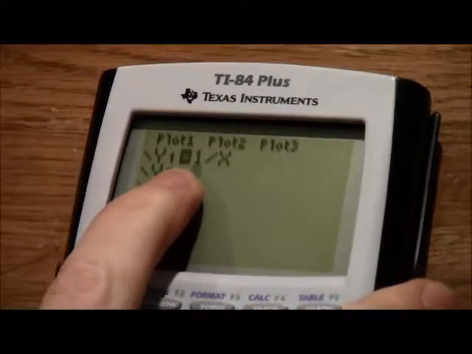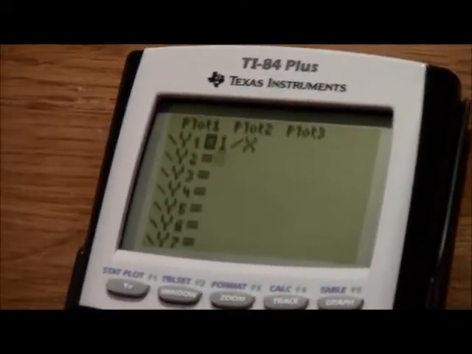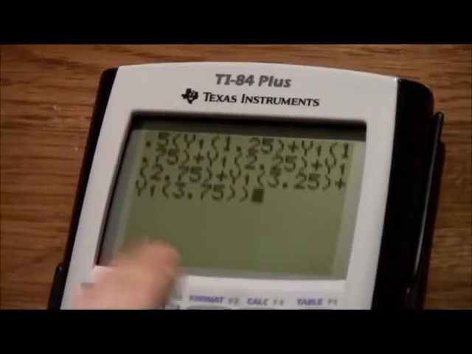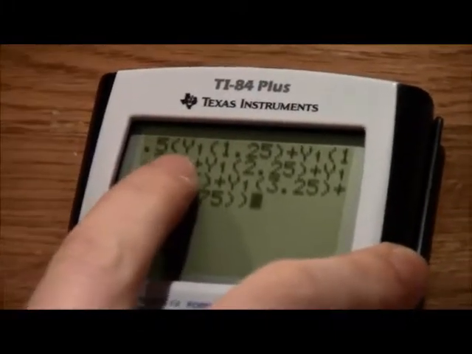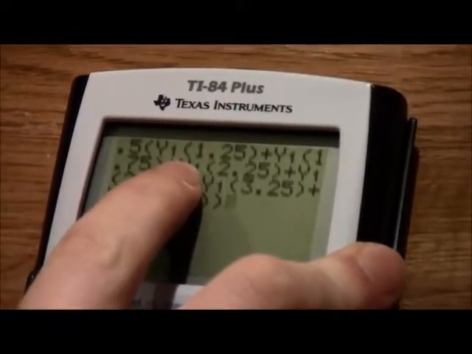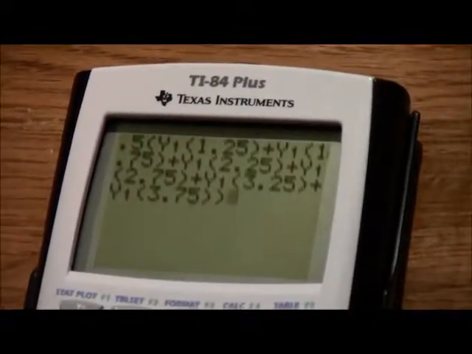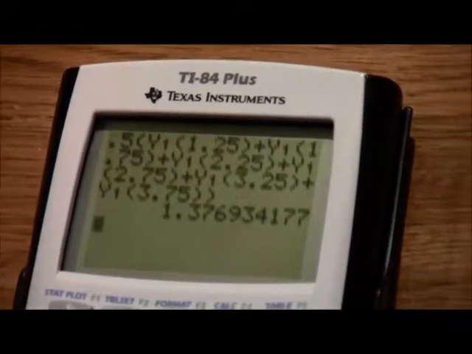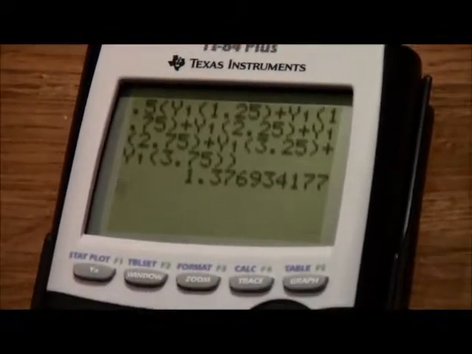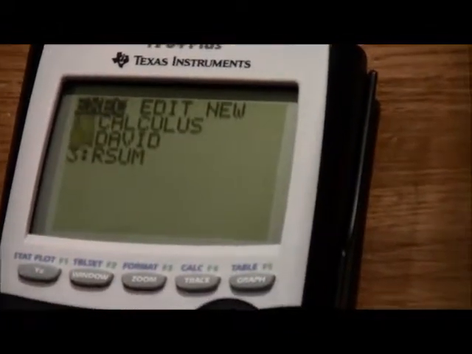Here we have our equation, y equals 1 over x. In order to solve this, we need the equation area equals length times width. 0.5 is the width, and that is multiplied by the sum of the midpoints of the rectangles. And this would equal 1.37693 roughly.